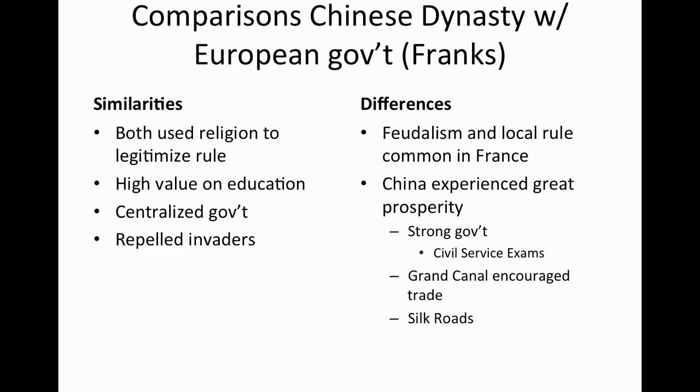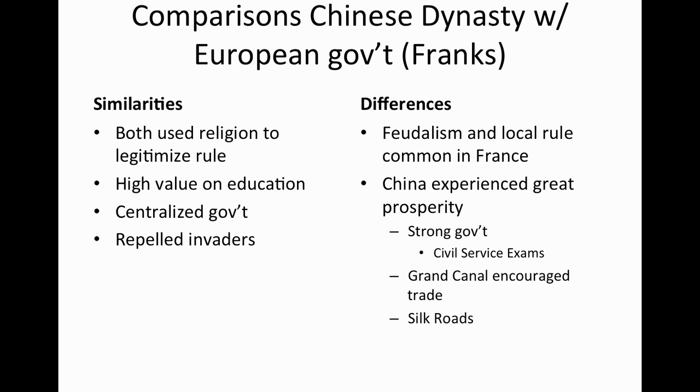There was a high value on education. I think that's important. Right, the monasteries promoted a Catholic education, at least to the noble class. There were centralized governments, maybe not, the European governments weren't as centralized as China, but there was a king with bureaucracy, right? And they both had to face invaders. So I would probably argue they were more different, but there were some similarities. Feudalism was more common in Europe, where obviously in China it was highly centralized. So I think that's a big difference.